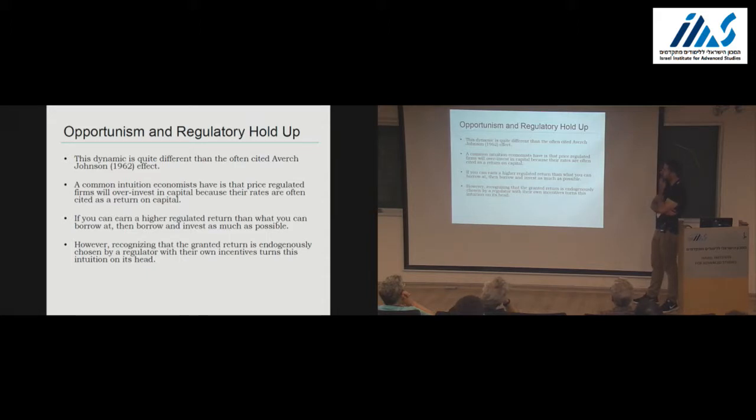Okay, and let me just say this is quite different from the undergraduate intuition you get about regulation. In undergraduate courses, you get this Averch-Johnson effect. The idea is that if you're a regulated firm, you get paid a return on your capital base. If you're able to borrow at a rate that's cheaper than the return you can get, then you borrow an infinite amount and you overinvest in capital. So a lot of the intuition is that there's too much investment in regulated firms.